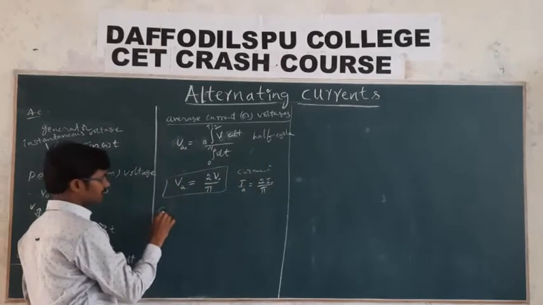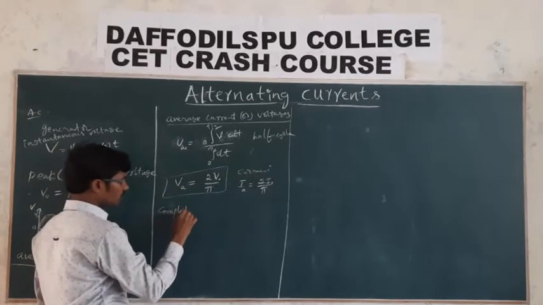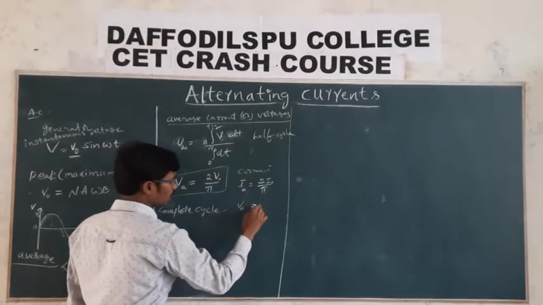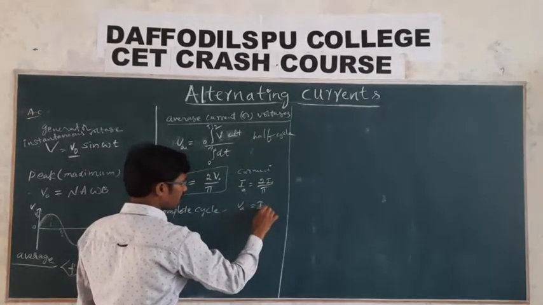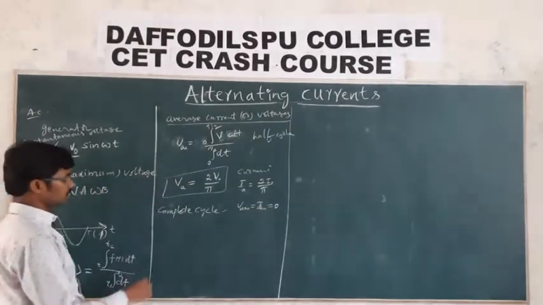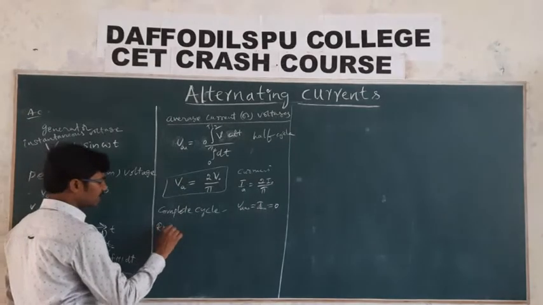For a complete cycle, what is the average current or average voltage? I average and V average equal to what? 0. Then let us see RMS voltage or RMS current.